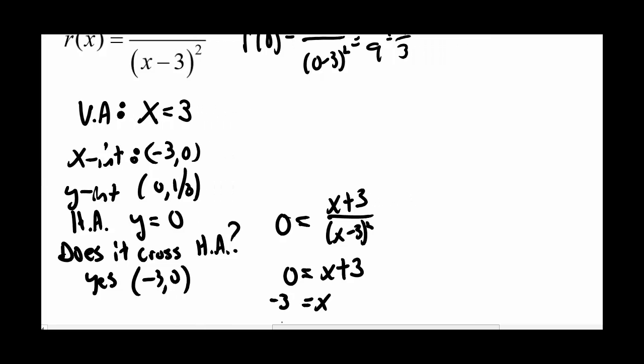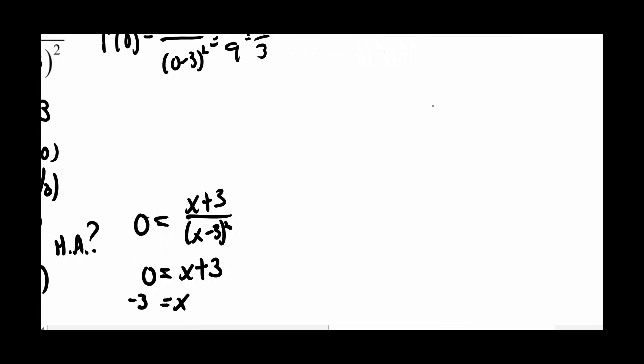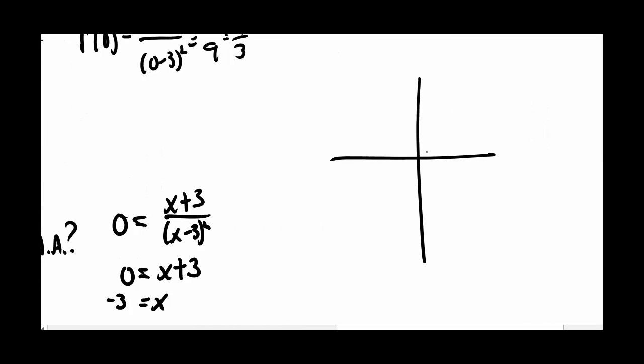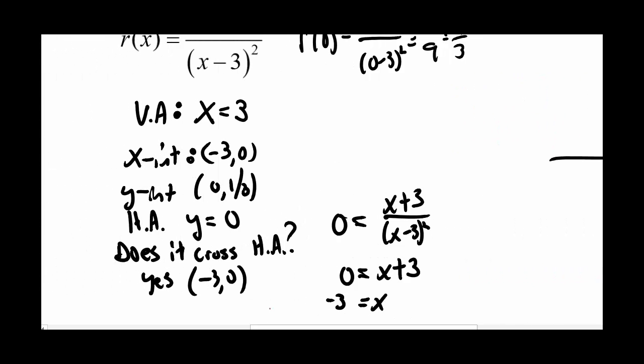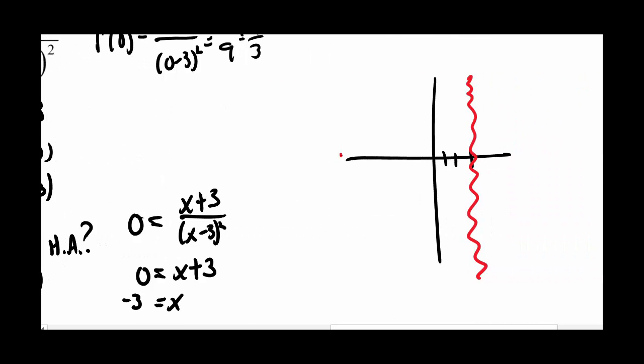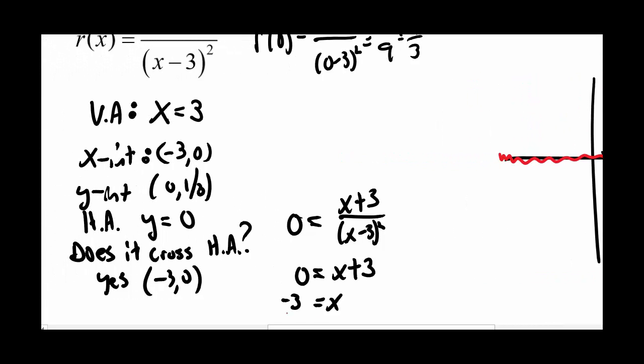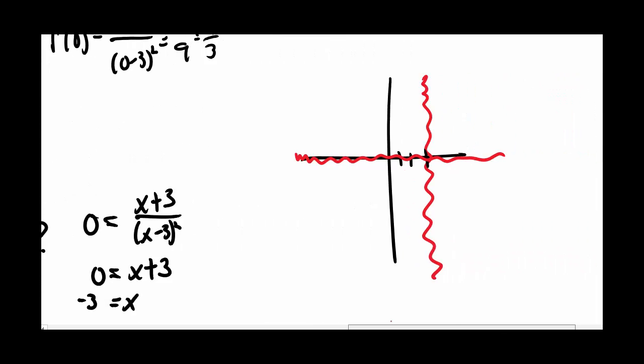Alright, so let's plot what we know, and then we might have to come back and set up a table of some type. I know that there is a vertical asymptote at 3. So at 1, 2, 3, I know there's this VA there. I also know there's an HA at 0. And I know that it does cross it at (-3, 0). So 1, 2, 3, there is a point where it actually crosses the graph.